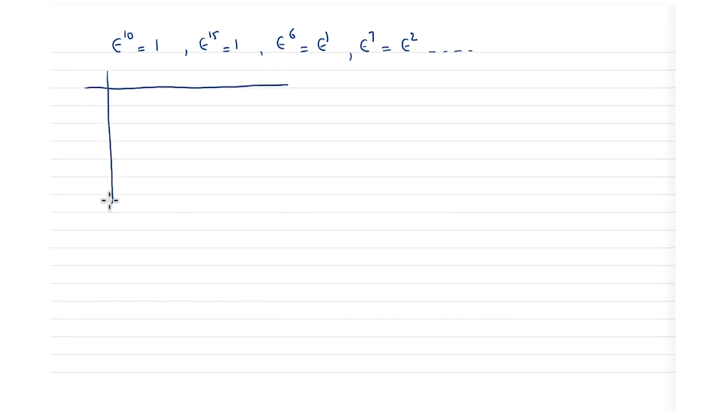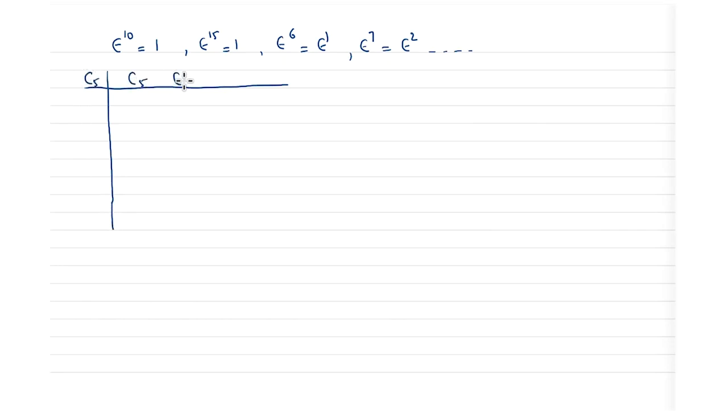So now that would mean that epsilon to the power 10 will also be equal to 1, epsilon to the power 15 will also be equal to 1, and epsilon to the power 6 can be written as epsilon to the power 1, epsilon to the power 7 can be written as epsilon to the power square, and so on. So this makes life a little easier, because we can simplify the character table now.